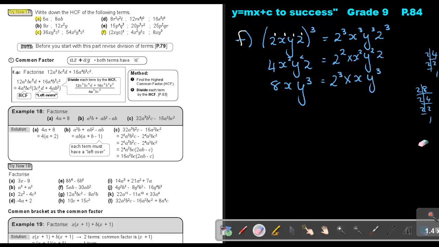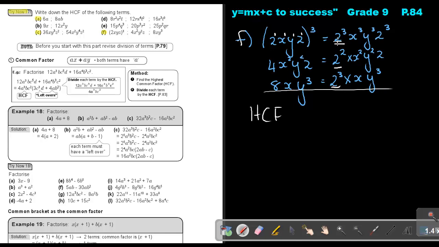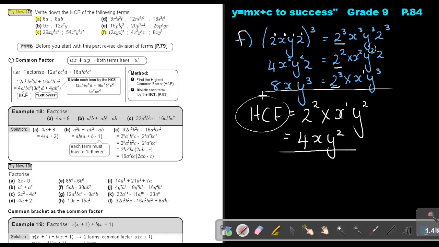And now if I'm going to simplify this, I'm going to find my highest common factor. Is 2 in all 3? Yes. What is the smallest exponent? 2, 3, 2, 3. It's 2. Is x in all 3? Yes. What's the smallest exponent? 1. Is y in all 3? 1, 2, 3. Yes. What's the smallest exponent? 2. And is z in all 3? No, z is not there. So it's not part of that. So my answer is going to be 4, 2 times 2, x, y squared. And that's going to be my highest common factor.